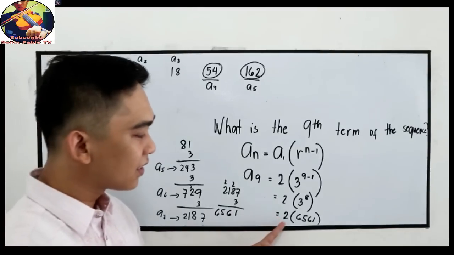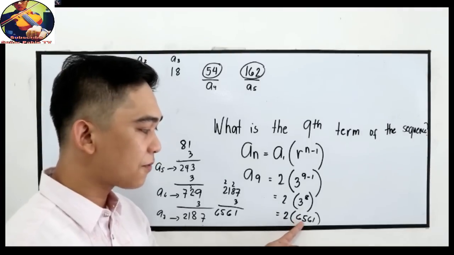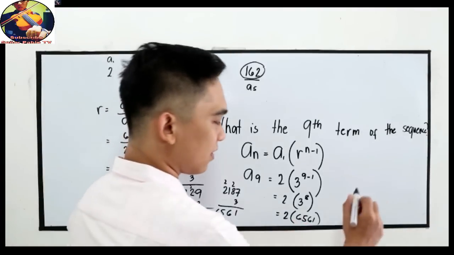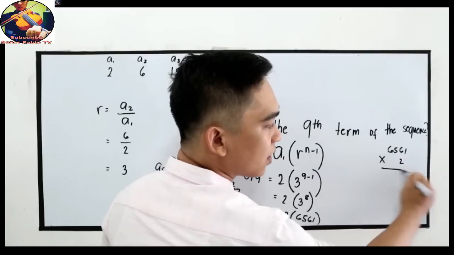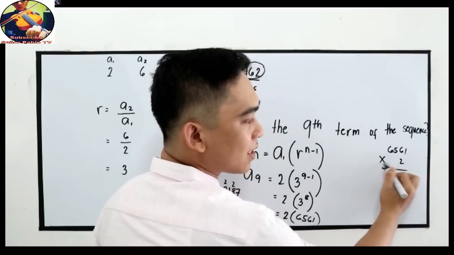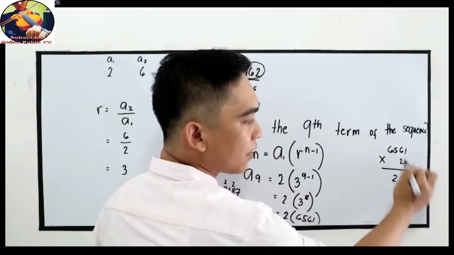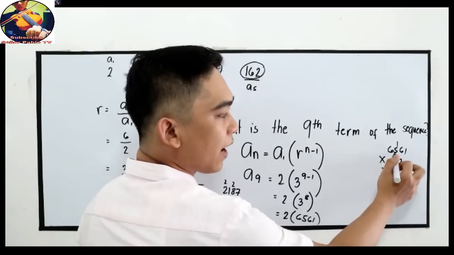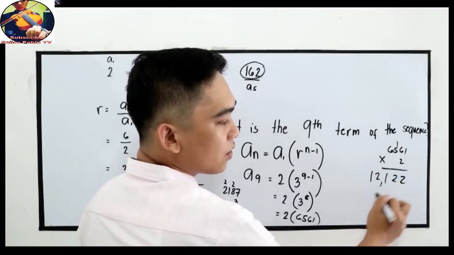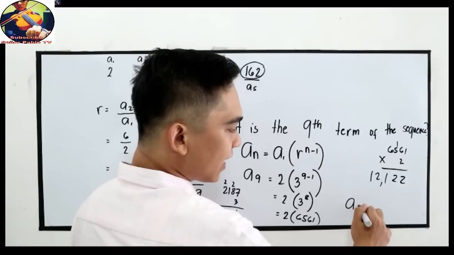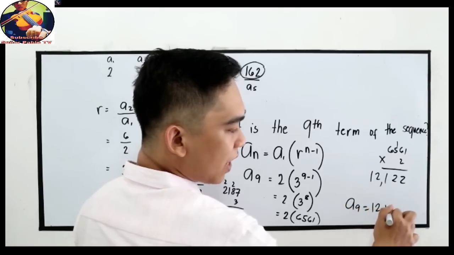Next, 2 times 6, 5, 6, 1. So, multiply natin 6, 5, 6, 1 times 2. So, 6 times 2, 12. Carry 1. 2 times 5, 10 plus 1, 11. 6 times 2, 12. So, our A9 is 13,122.